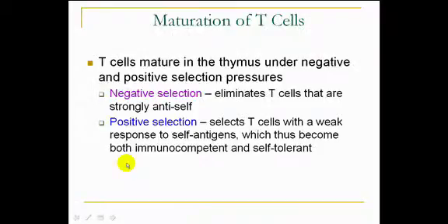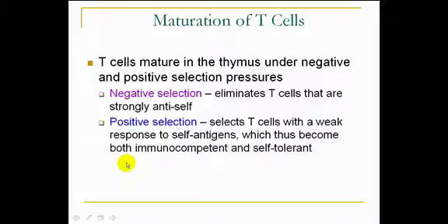T cells are very interesting. We're going to look at how they become immunocompetent. They have to undergo what we call negative and positive selection in the thymus. I call it T cell tryouts. Basically, your body makes a lot of T cells that have receptors for various antigens. And it's a real random process how you make the receptors.